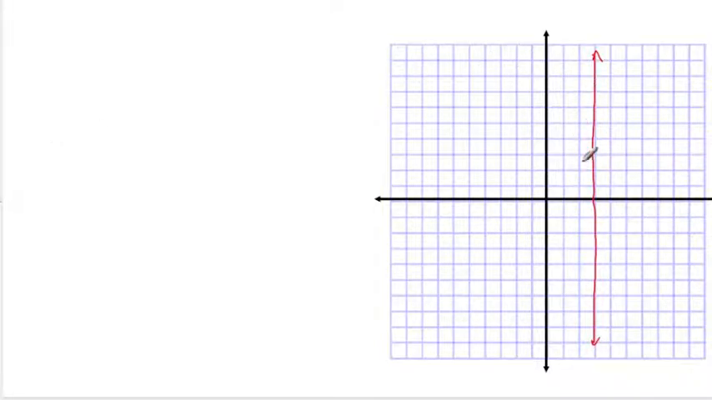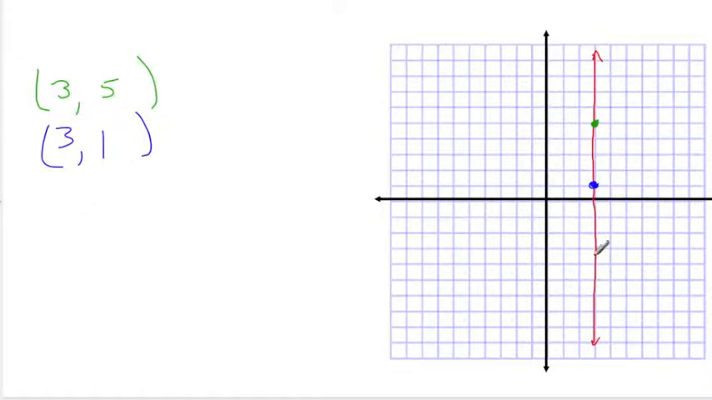Let's find out. Let's find the coordinates of this point first off. It looks like we're going to have to go to the right 3, so the x-coordinate is 3, and we're going to have to go up 1, 2, 3, 4, 5. So that point is 3, 5. And let's go ahead and find the coordinates of this point. This one's going to be to the right 3 and up 1.